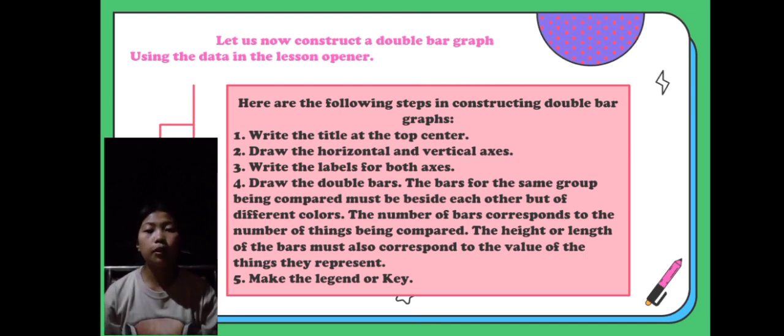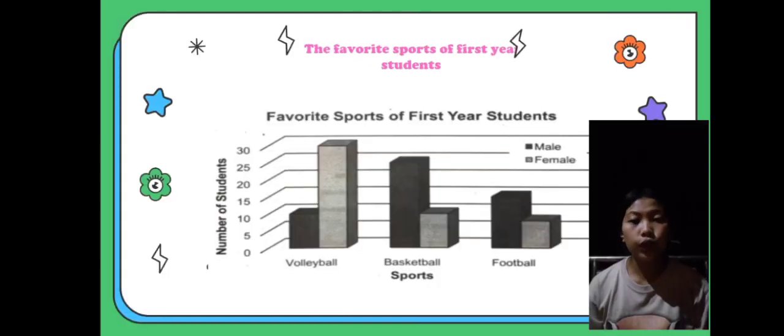So the number of the bars corresponds to the number of things being compared. The height or length of the bars must also correspond to the value of the things they represent. And lastly, which is number 5, make the legend or key. So let us look into this picture.